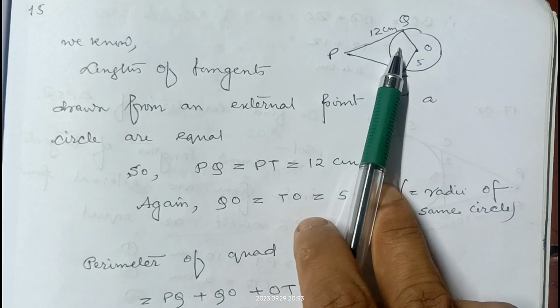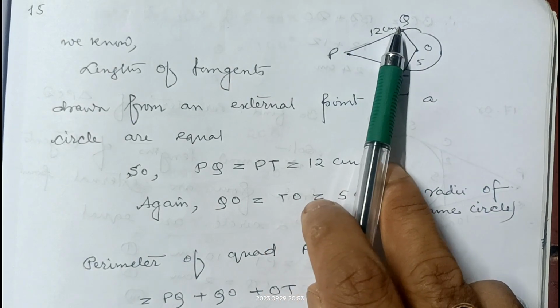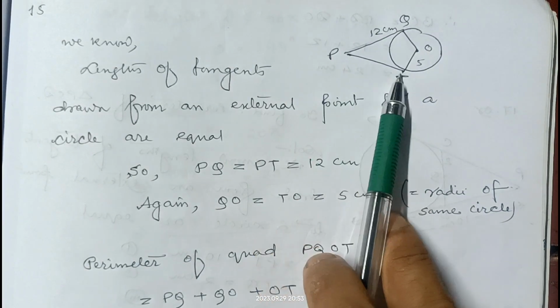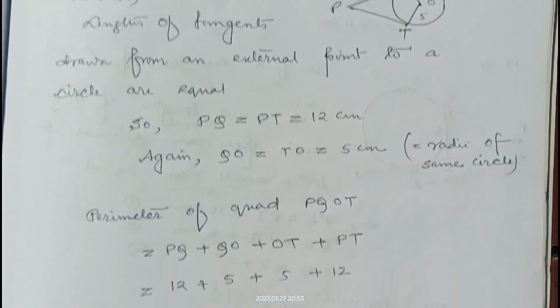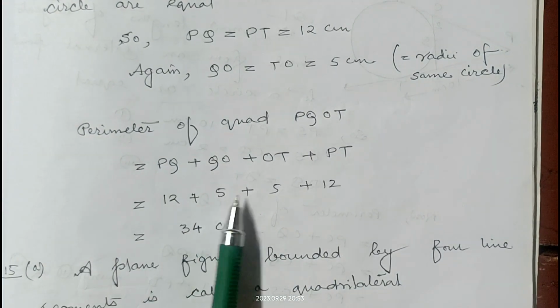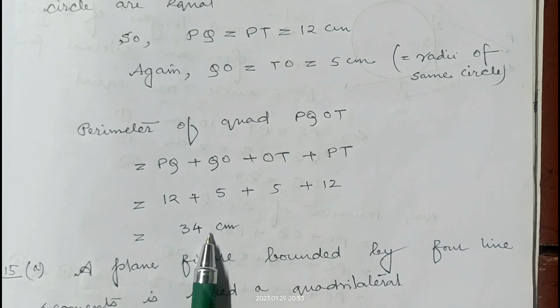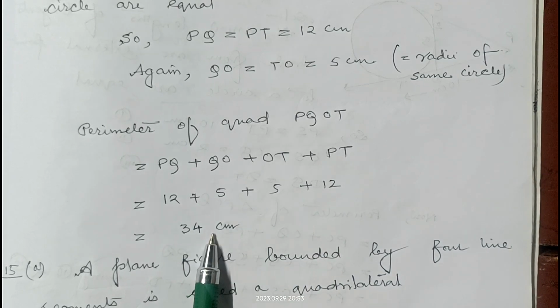So the perimeter of the figure will be PQ plus QO plus OT plus PT. Perimeter means boundary. So it will be 12 plus 5 plus 5 plus 12. After adding, it will give 34. Therefore the perimeter of the quadrilateral is 34 centimeter.